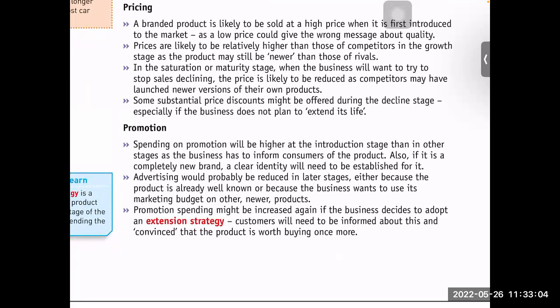Pricing. A branded product is likely to be sold at a high price when it is first introduced to the market, and a branded product at a low price could give the wrong message about quality.